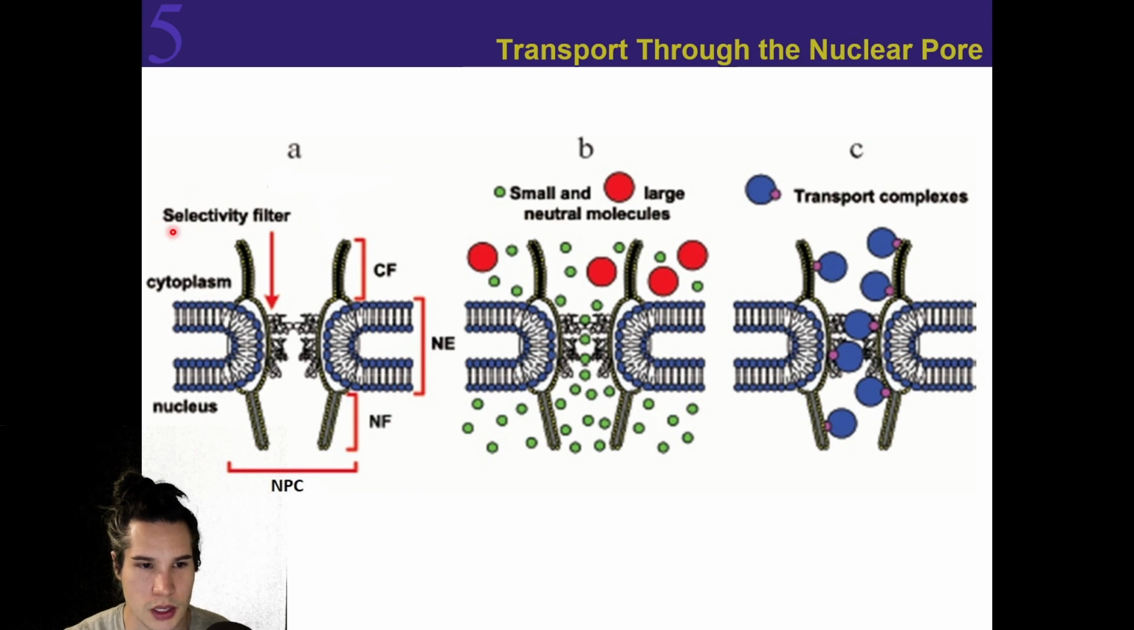So here it says selectivity filter. You're going to have complexes of proteins that help with selecting what goes in and out of the nucleus. If you look here, you've got the little green dots. Those are small neutral molecules which can pass through pretty easily into and out of the nucleus, whereas large neutral molecules have to have some kind of signal in order to enter or exit the nucleus. So small molecules can probably move through, whereas large molecules need some kind of signal.